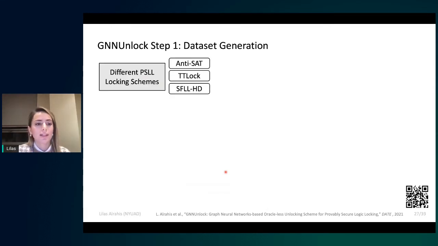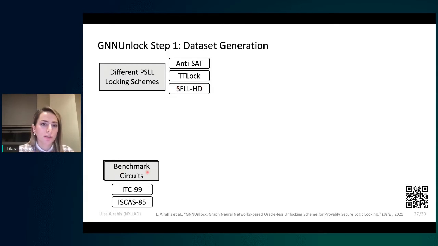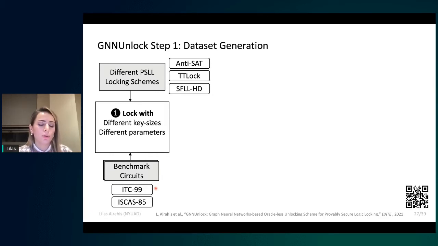So for the dataset generation, in GNN Unlock, we consider different types of PCLL locking schemes like anti-SAT, TT-lock, SFLL HD. These are just some representative examples, but if you check our paper, you will see that we considered even more locking schemes. We also take some benchmark circuits that we are going to lock. So we consider the ITC99 and ISCAS 85 circuits. We take them at the RTL level, and then we lock them. When we implement the locking, we use different key sizes and different parameters for these locking schemes.